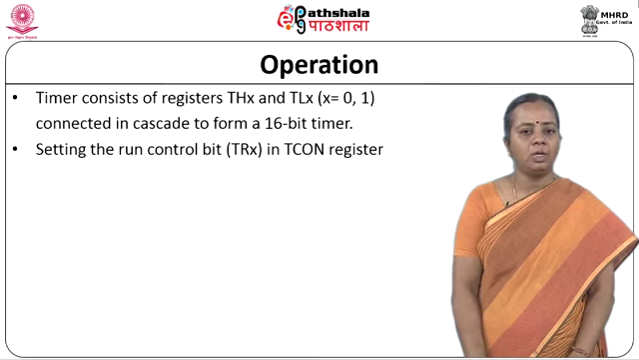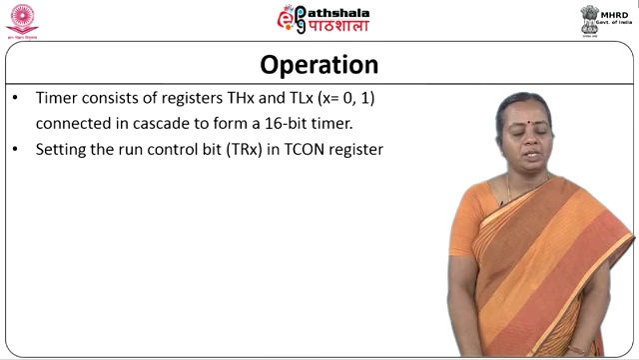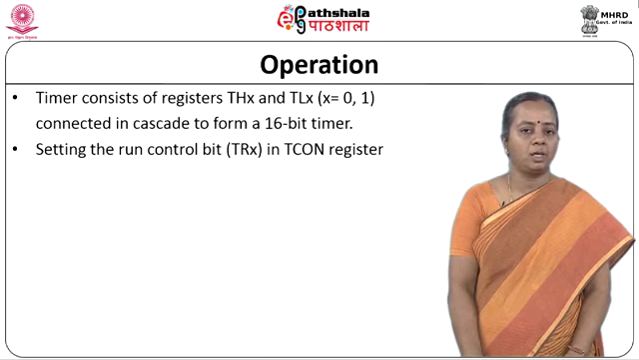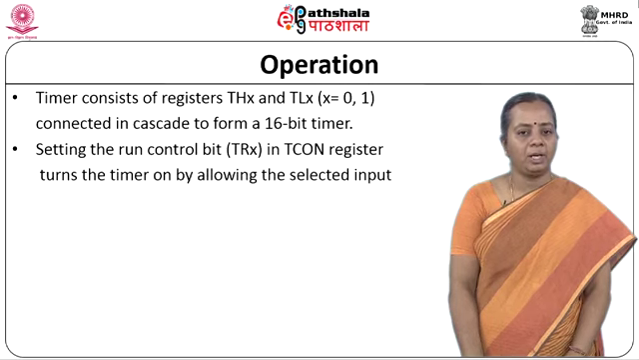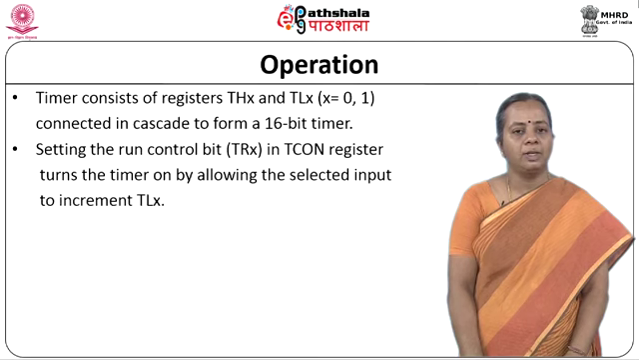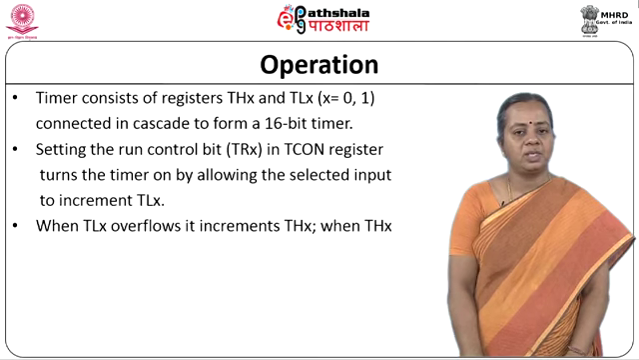And to control these timers, that means it should not start on its own. If I want to say start counting or start running the timer, then I need a control bit. That control bit is nothing but TR, either TR0 or TR1. TR0 is for controlling timer 0, TR1 is for controlling timer 1. If I set TR0 equal to 1, then timer 0 starts counting. This particular bit is available in the TCON register.